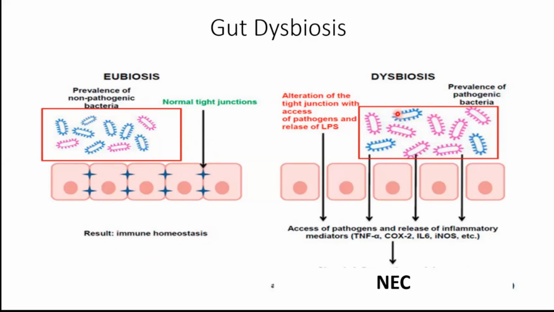While in case of dysbiosis, which is mainly seen in preterm babies, there is prevalence of pathogenic bacteria and decreased commensal bacteria. This causes alteration of tight junction with access of pathogen and release of lipopolysaccharide, and this causes an inflammatory cascade with release of inflammatory mediators, and thus resulting in NEC.